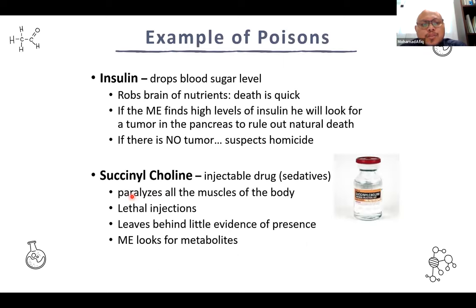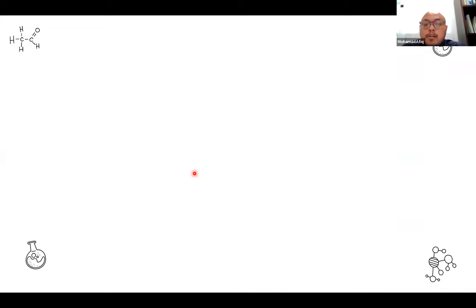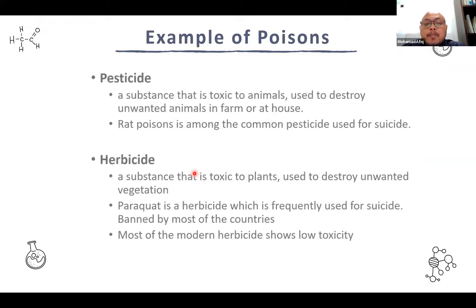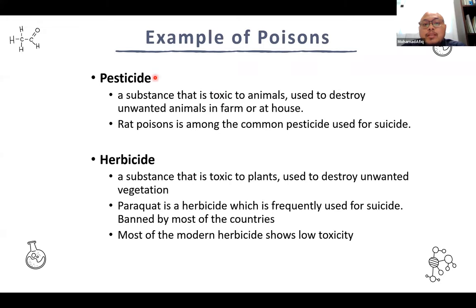Right, so here are the other things: insulin, succinylcholine chloride. You can read by yourself, I don't want to go specific. The most important thing is that you understand the type of pesticide or the type of poison. Here it involves the pesticide as well as the herbicide.